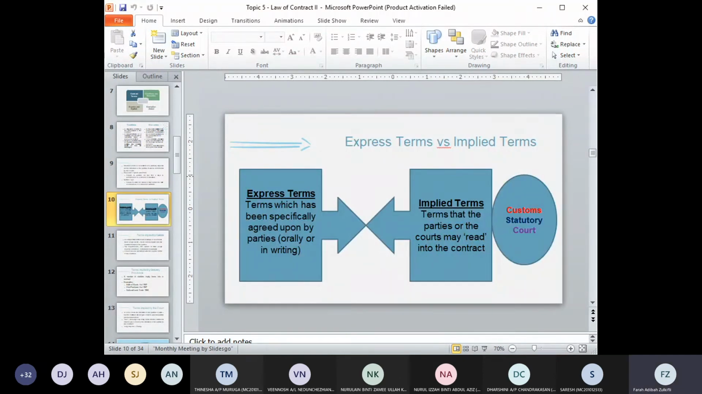Any question? No. Okay, so if there is no question, we move on to the second type of terms.